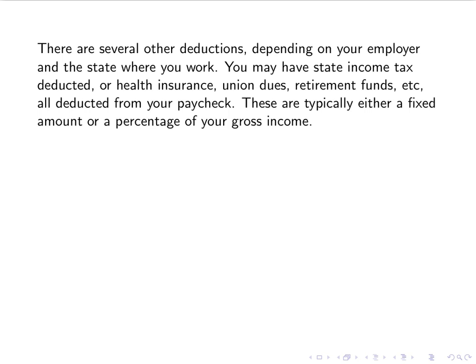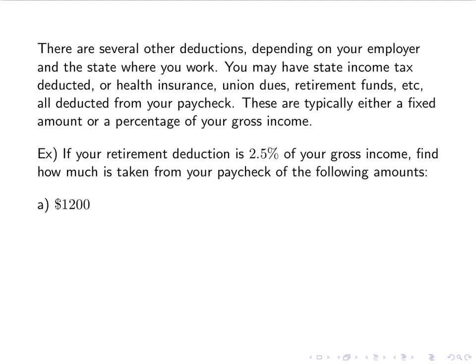There are several other deductions depending on your employer and the state where you work. Some states have an income tax, some don't. Some employers, you might have health insurance taken out, or you might be on someone else's health insurance, so you don't have it taken out. If you're in a union, your union dues will be taken out of your paycheck. You might have a retirement fund. There's a whole lot of other things that you could have deducted from your paycheck. These are typically either a fixed amount, like your union dues might be a fixed amount. Your health insurance is probably a fixed amount, or it might be a percentage of your gross income, like state income tax might be, retirement funds might be, things like that.